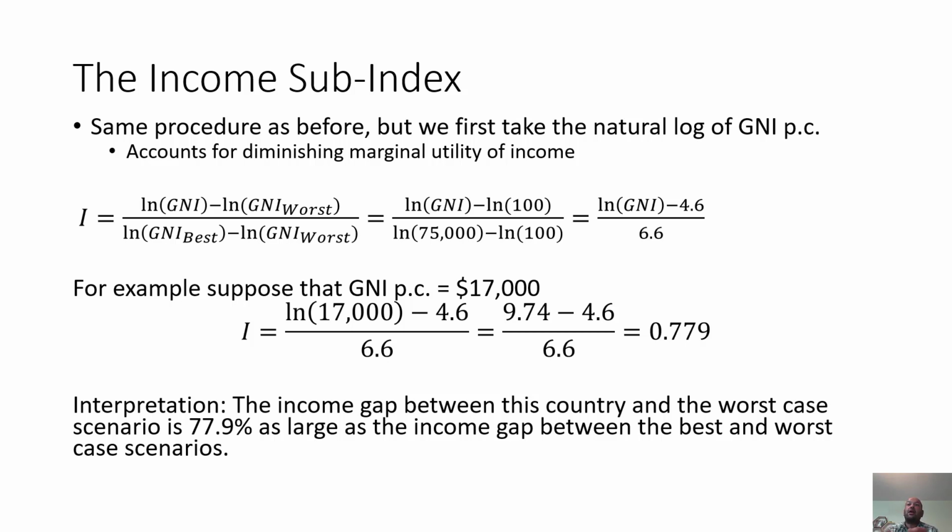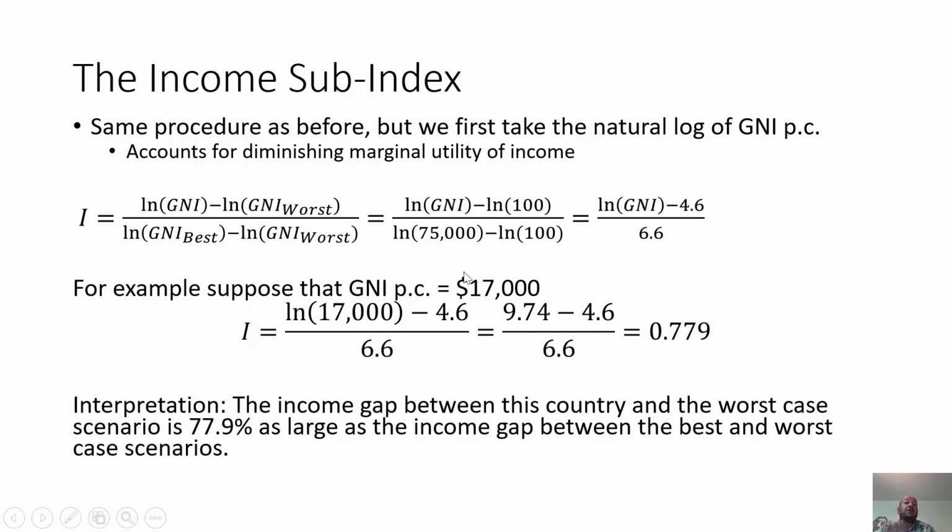The basic idea here is that the natural log is going to have a bigger slope at low levels of income, meaning that increases in income are going to lead to bigger increases in utility than at high levels of income. At high levels of income, that same increase is not going to have much of an impact on your happiness, your utility, your standard of living. So that's the reason why we're taking the natural log.